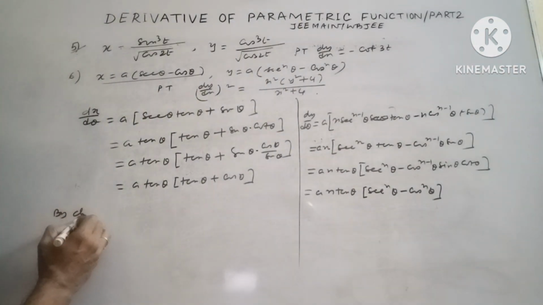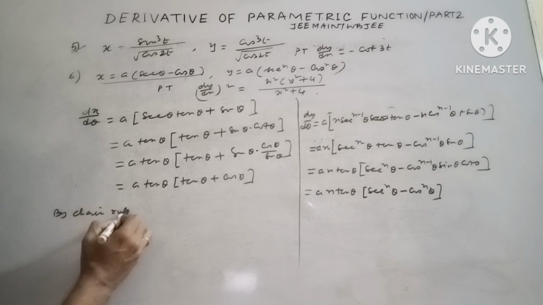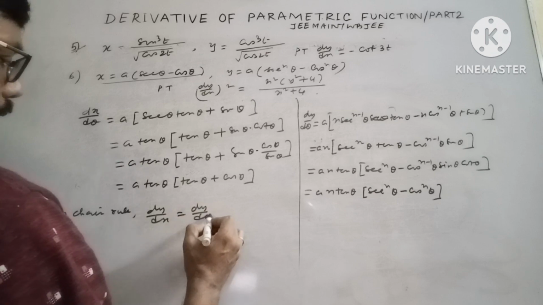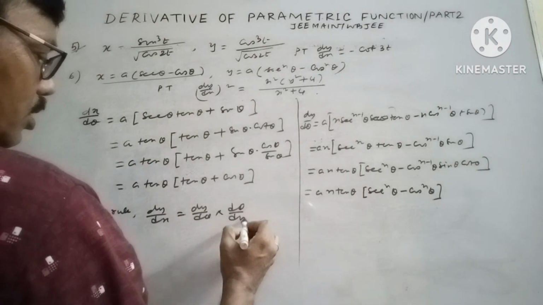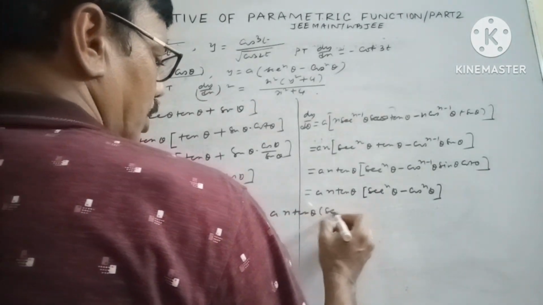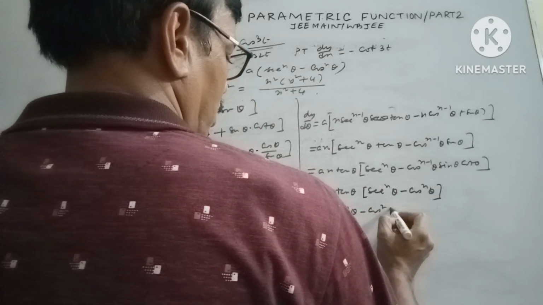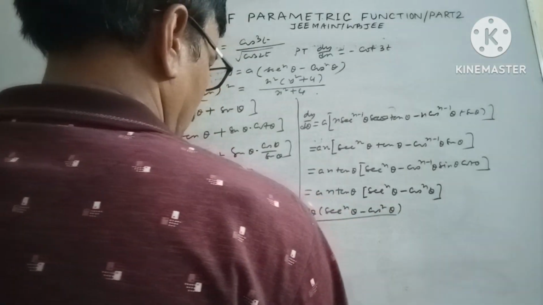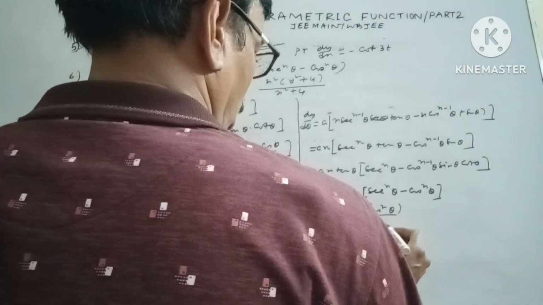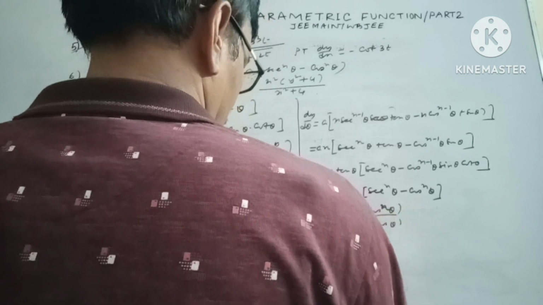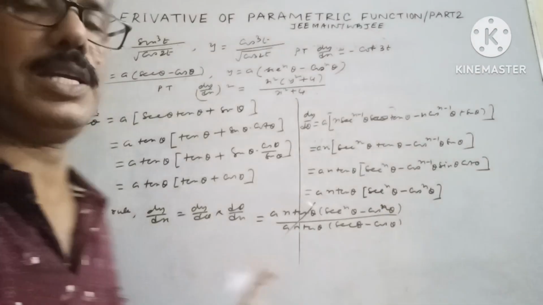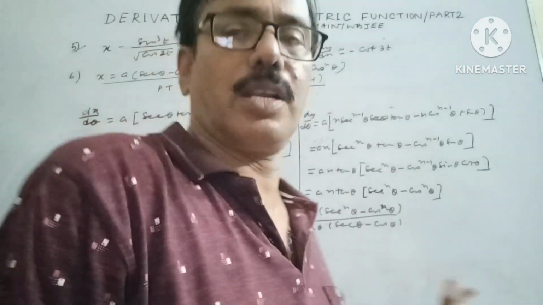So by chain rule, dy by dx equals dy by d theta into d theta by dx. So what is dy by d theta? A n tan theta, sec to the power n theta minus cos to the power n theta. So this one is cancelled out. Now this is dy by dx. So this is our result.